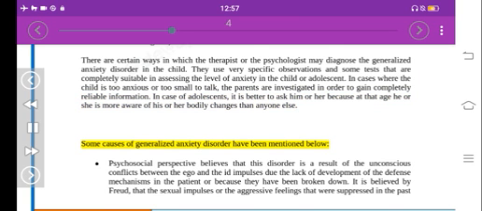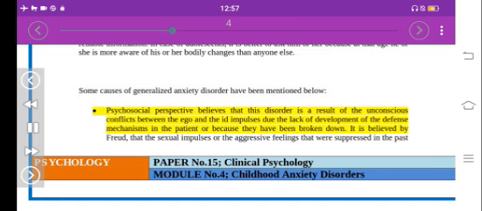Some causes of generalized anxiety disorder have been mentioned below. Psychosocial perspective believes that this disorder is a result of the unconscious conflicts between the ego and the id impulses due to the lack of development of the defense mechanisms in the patient or because they have been broken down. It is believed by Freud that the sexual impulses are the aggressive feelings that were suppressed in the past.